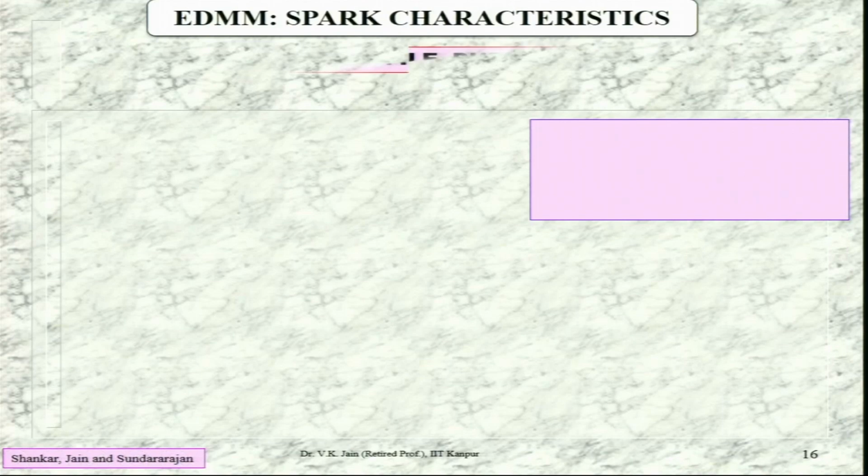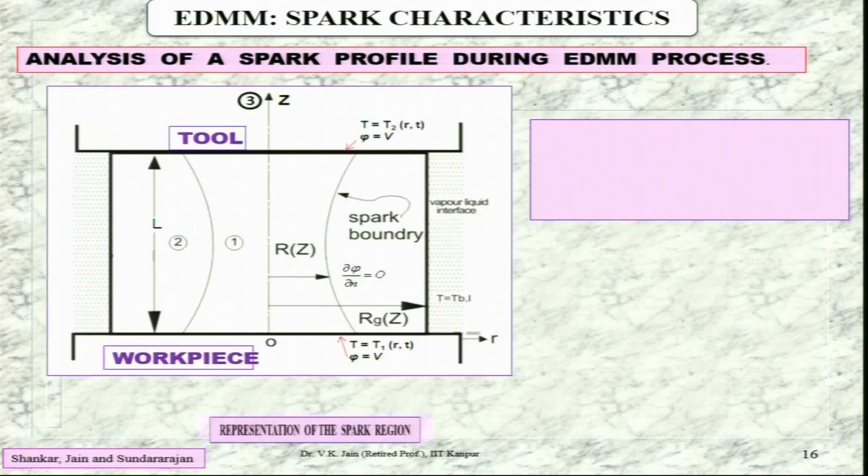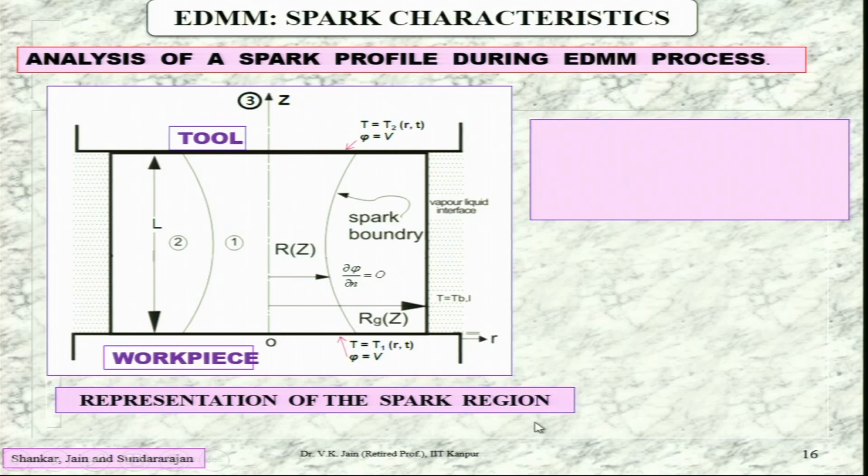Spark characteristics. Now, analysis of a spark profile during the EDMM process as well as the EDM process. In both cases it is applicable. In EDMM it is much smaller in shape and size as compared to EDM. Now, tool is there, workpiece is there, representation of the spark region. As you can see, this is the spark shape estimated over there, which is between the tool and workpiece, and here is the dielectric, and certain boundary conditions are shown over here.